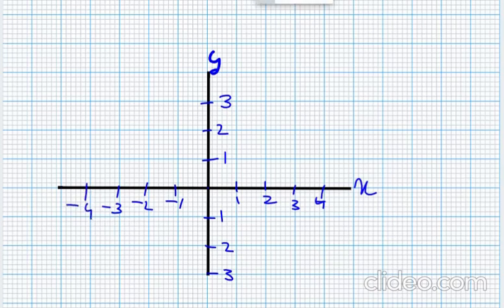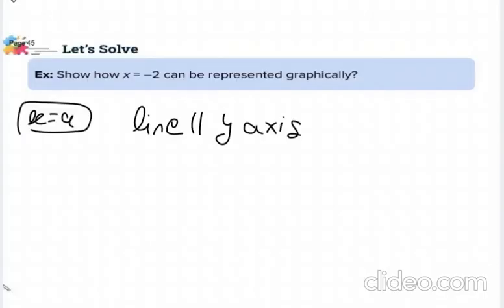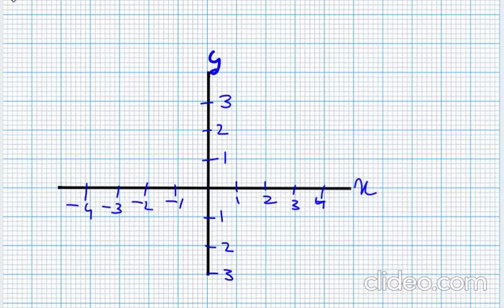Now what I'll do is plot the value. What was the value of my x? X was given as -2. X is -2. Where is -2? This is my -2. Right? So that means the line will pass through -2. Correct? It will pass through -2.